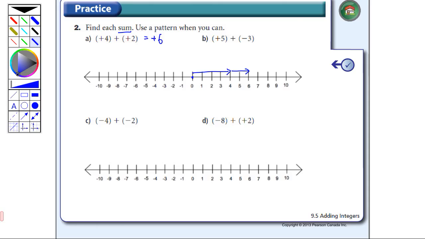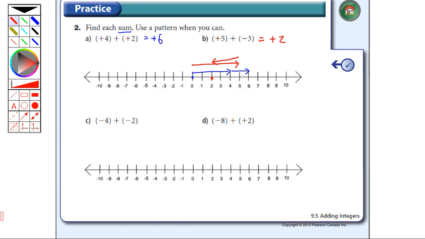Let's go to B. Plus 5. We'll do that in red. Plus 5. So we're going to go all the way to the plus 5. Minus 3. So we're going to go back 1, 2, 3 this direction. That leaves us at positive 2.